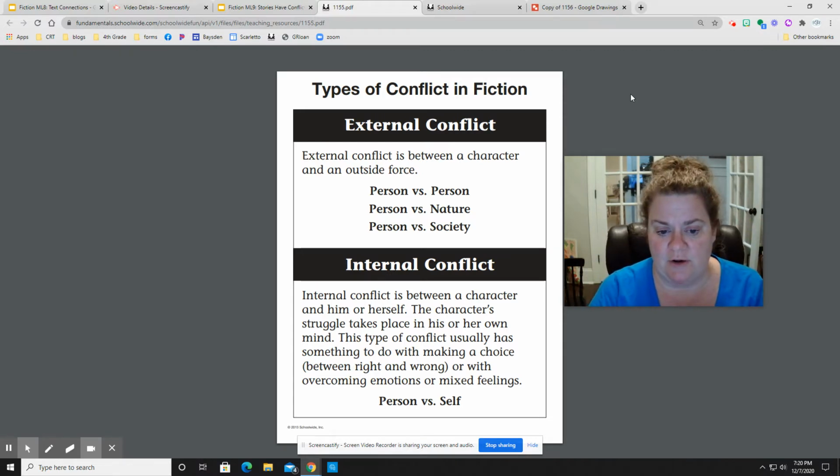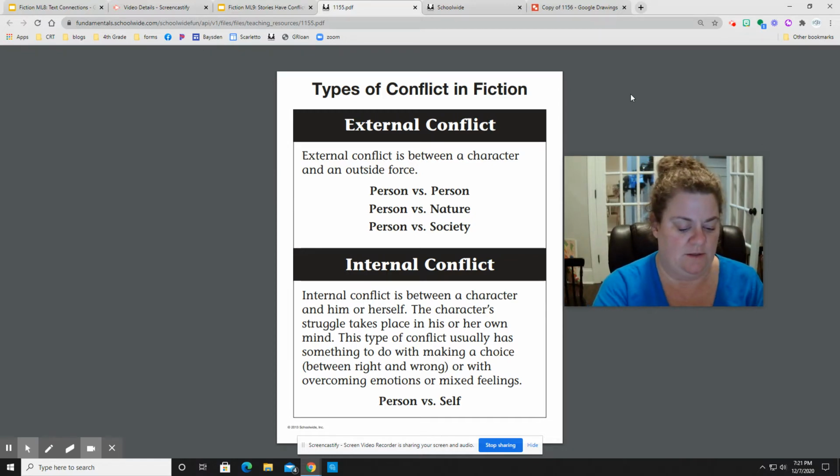So this type of conflict usually has something to do with making a choice between right and wrong. Do I tell a lie? Do I cheat? Do I lie? Or overcoming emotions with mixed feelings. So this would be books that are dealing with grief or loneliness or being different. So these would be our person versus self when the character is having some kind of struggle within themselves, within their emotional self or within their mind.